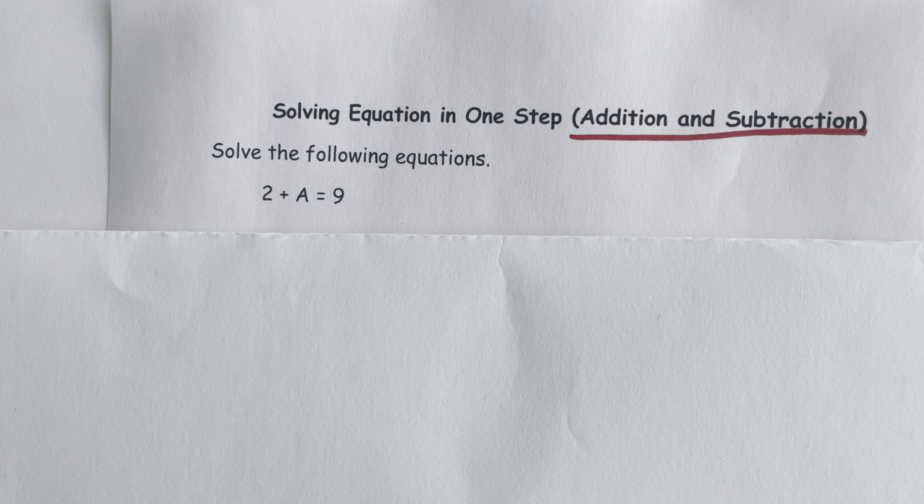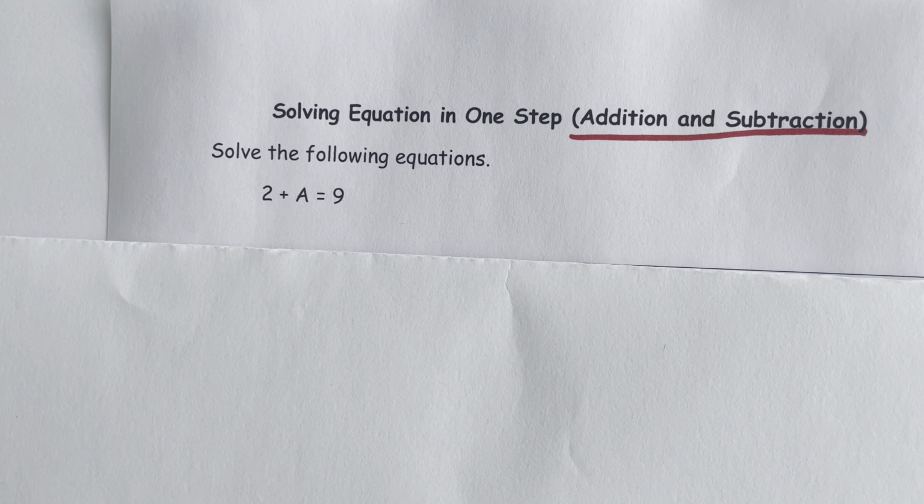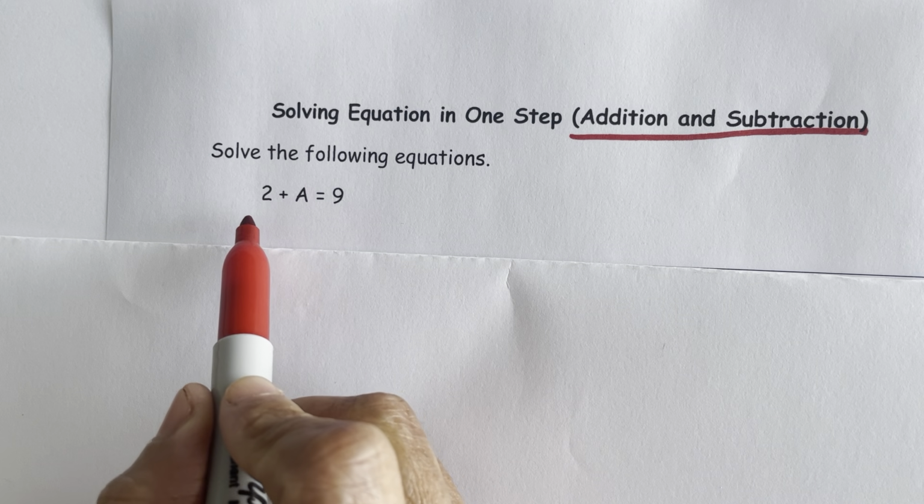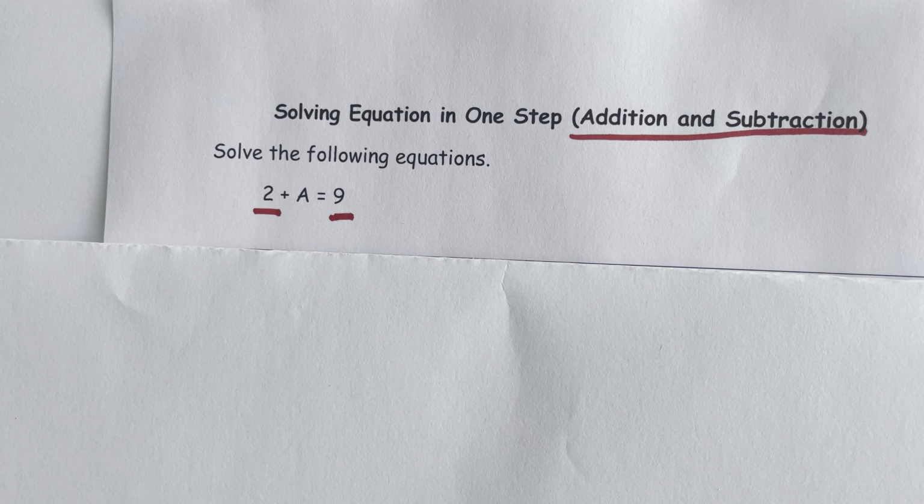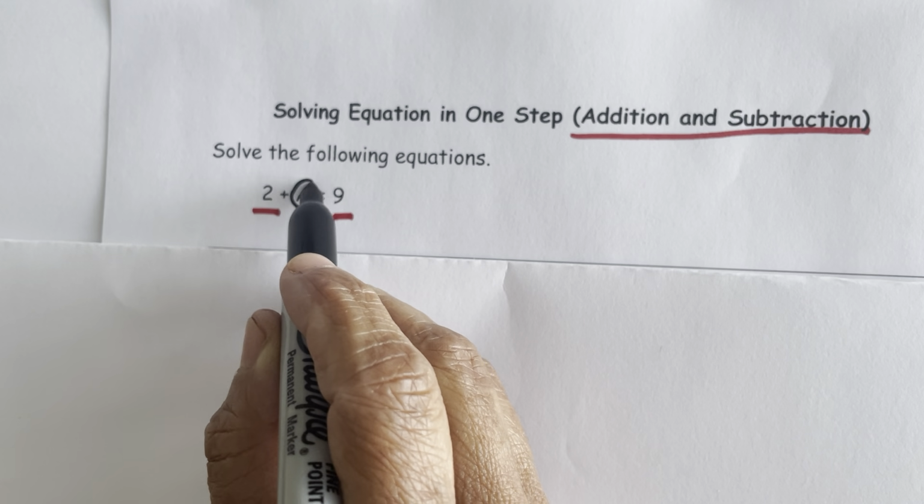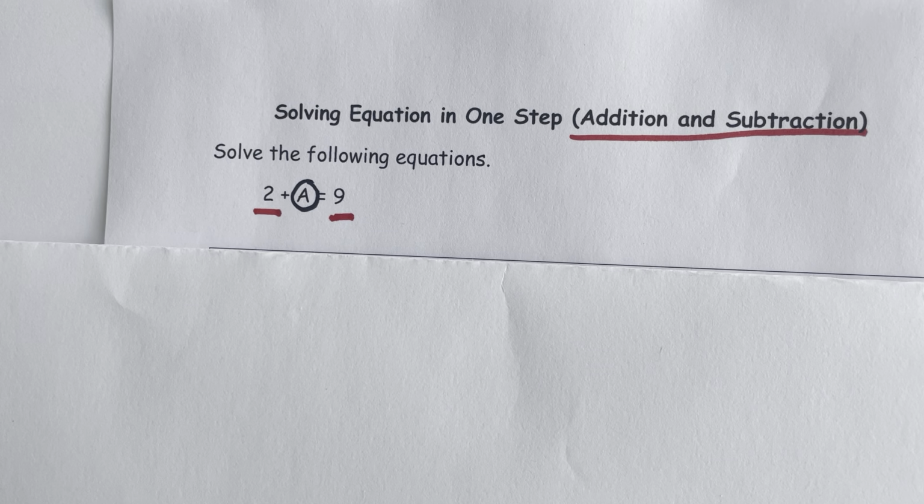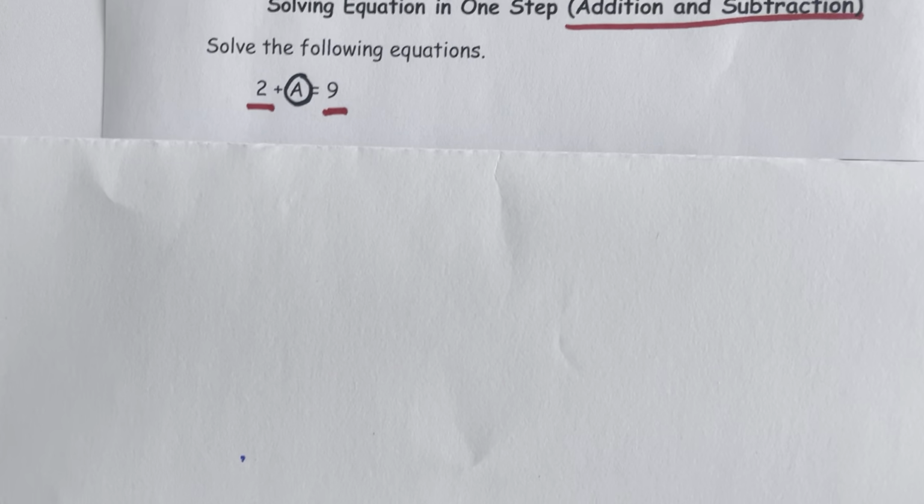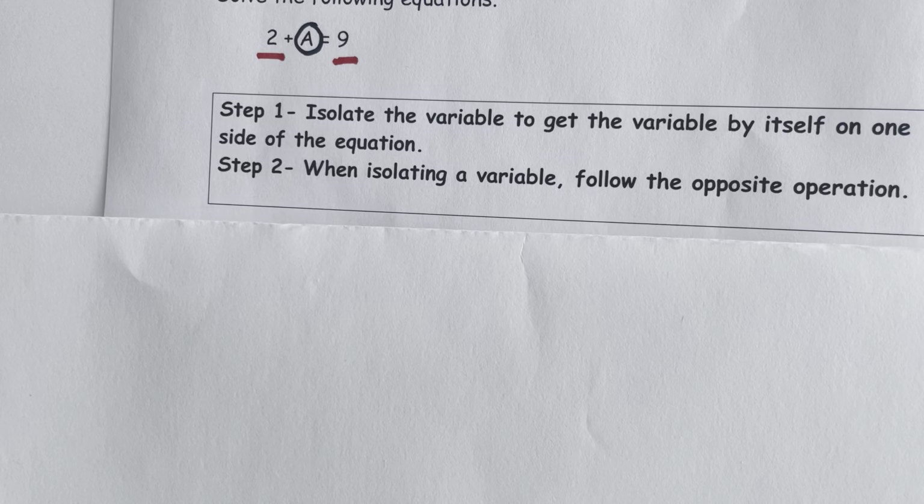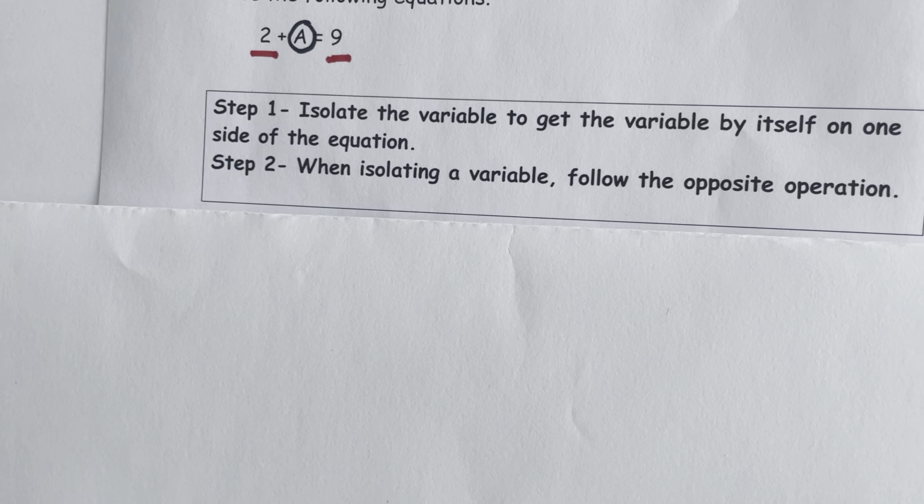So the equation looks similar to this, like 2 plus a is 9. Here, as we have discussed before, the two constants are 2 and 9 and the variable here is a. The rules to solve a one-step equation just by addition and subtraction are similar to the ones we discussed in multiplication and division.